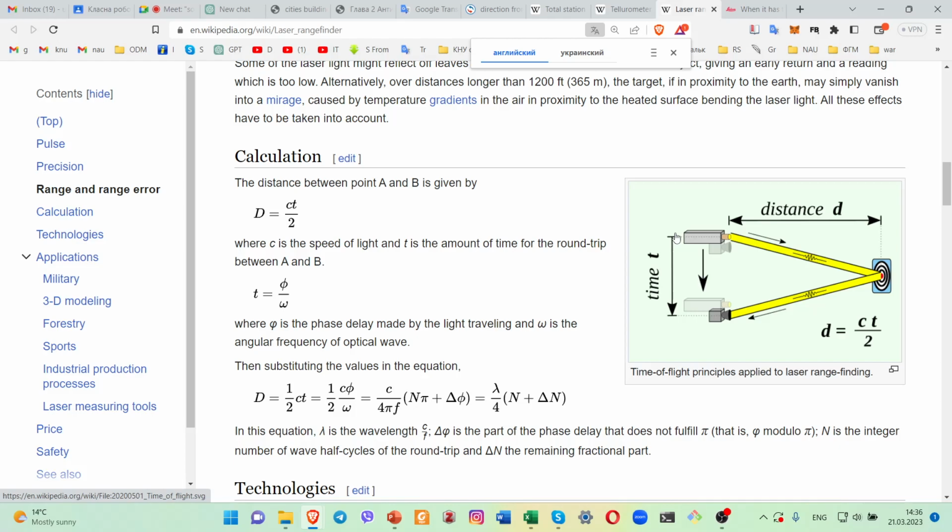Well, in the calculation we calculate the time shift between the impulse going out from the generator, then reflecting from the reflector, and then going in the opposite way to the receiver. In this case, distance is equal to c times t divided by 2, where c is the speed of light and t is the amount of time for the round trip between A and B.